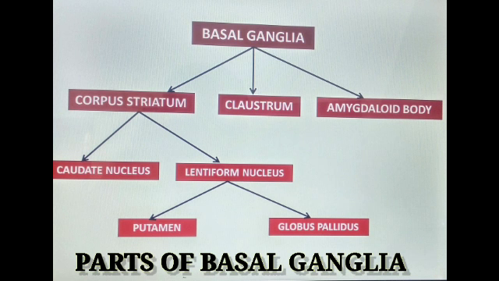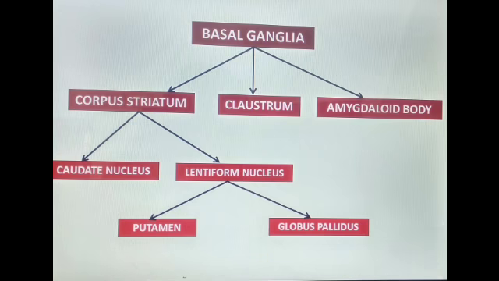Structurally, basal ganglia consist of various parts like corpus striatum, claustrum and amygdaloid body. Functionally, other than these, you have the substantia nigra and subthalamic nuclei also. So structurally, the basal ganglia can be classified, first, into corpus striatum. The corpus striatum consists of caudate nucleus and lentiform nucleus. And the lentiform nucleus is again divided into putamen and globus pallidus.